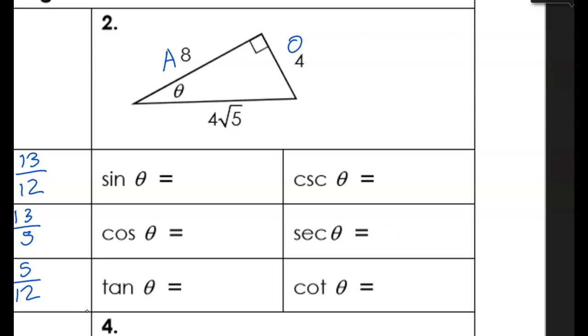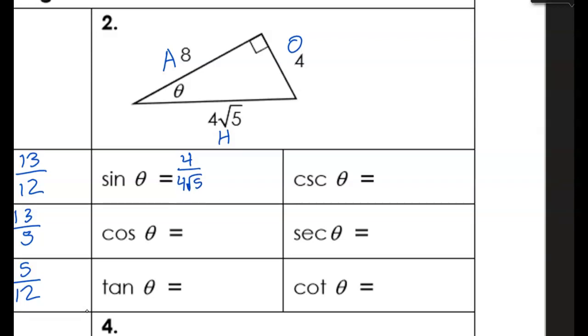No one wants to look at this one. 4 square root 5 is my hypotenuse. So sine is O over H, meaning I have to write 4 over 4 square root 5.